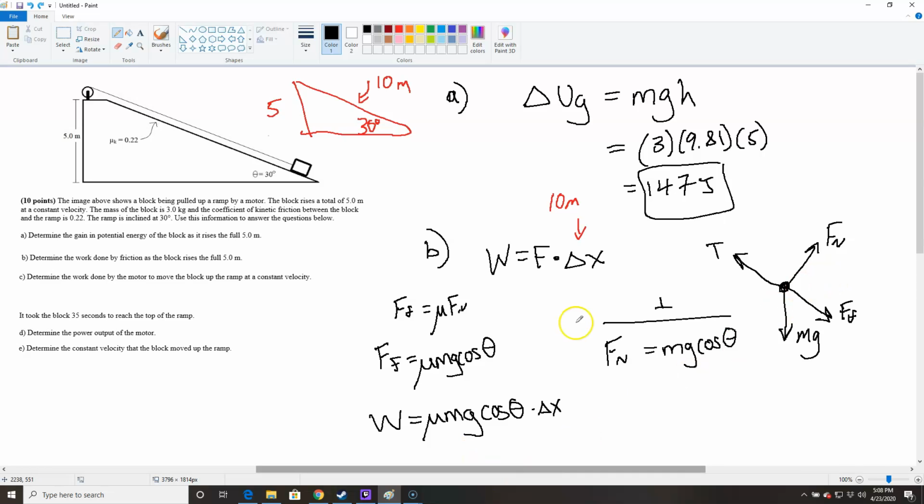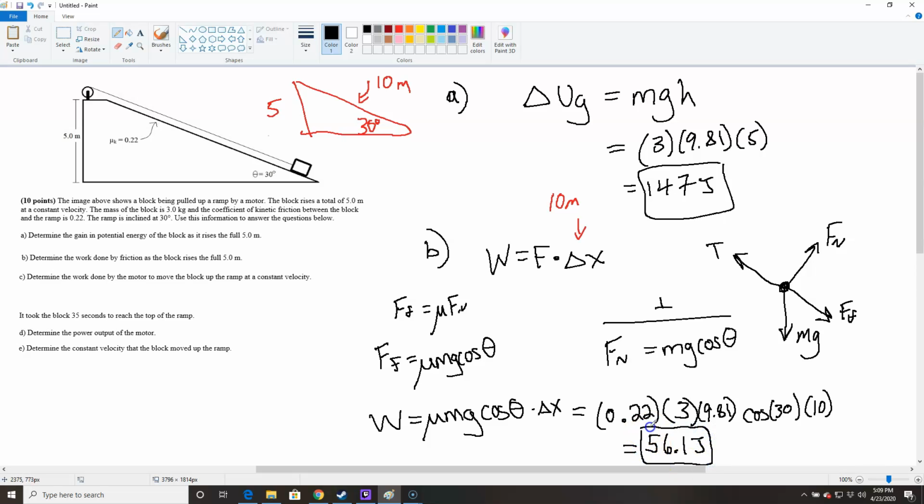It is not. So mu is 0.22, m is 3, g is 9.81. We have the cosine of 30 degrees across a displacement of 10. 0.22 by 3 by 9.81 by the cosine of 30 by 10, 56.1 joules done by friction.